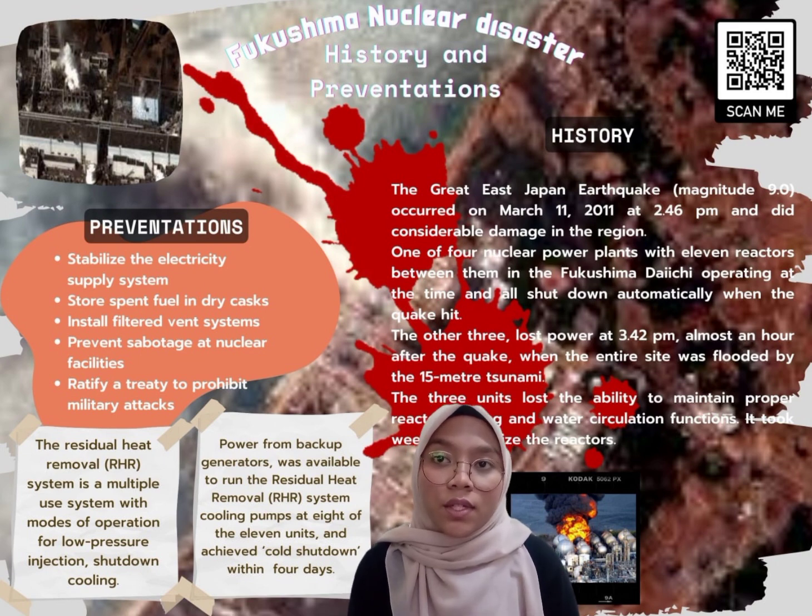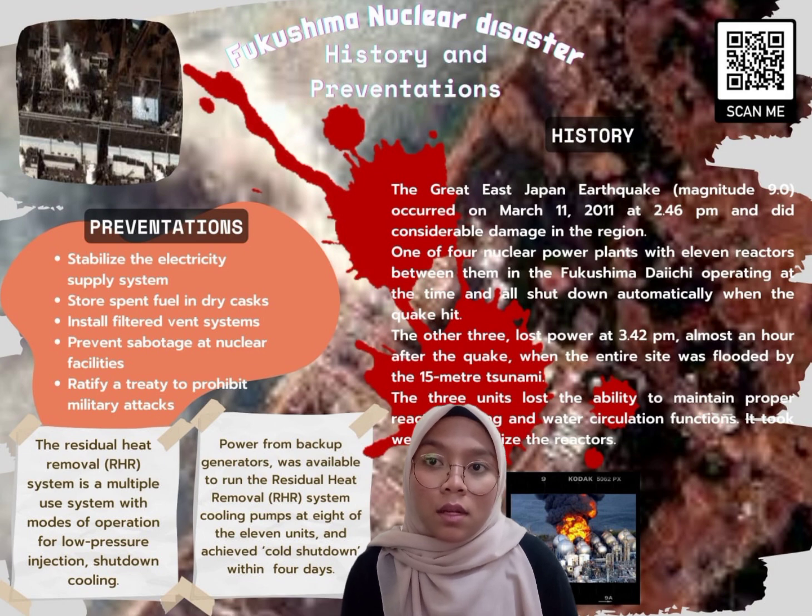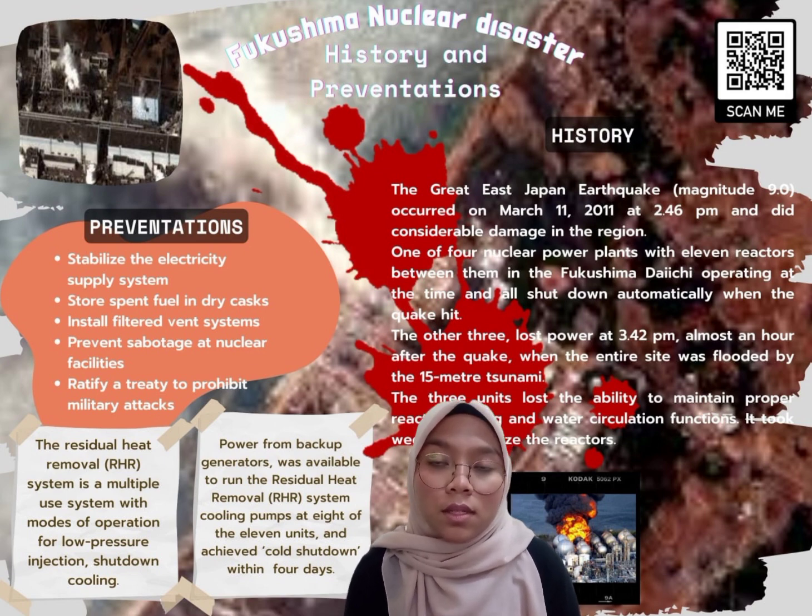Lastly, ratify a treaty to prohibit military attack. The consequences of a military attack on a civilian nuclear facility could be grave and spread beyond national boundaries. India and Pakistan already have a bilateral agreement not to attack each other's nuclear facilities. A multilateral non-attack treaty should be on the agenda for the Seoul Nuclear Security Summit.